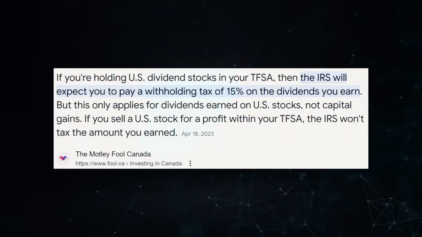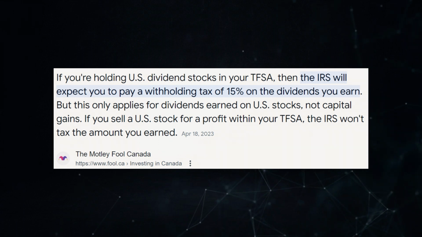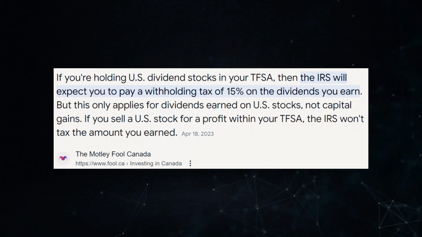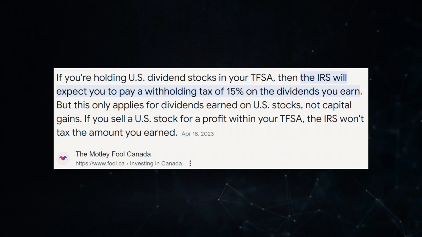Generally speaking, yes, all the capital gains in a TFSA are tax-free. However, there are a few exceptions. For instance, dividends earned on US stocks held within a TFSA are subject to a 15% withholding tax. This tax actually goes to the IRS and not the CRA. The reduced 15% rate is a result of the tax treaty between the US and Canada, which aims to prevent double taxation and encourage cross-border investments.